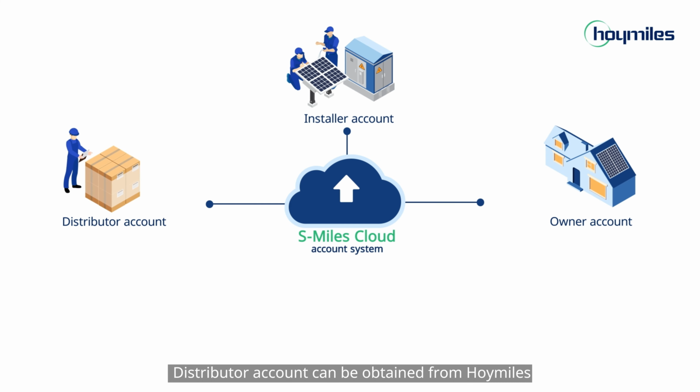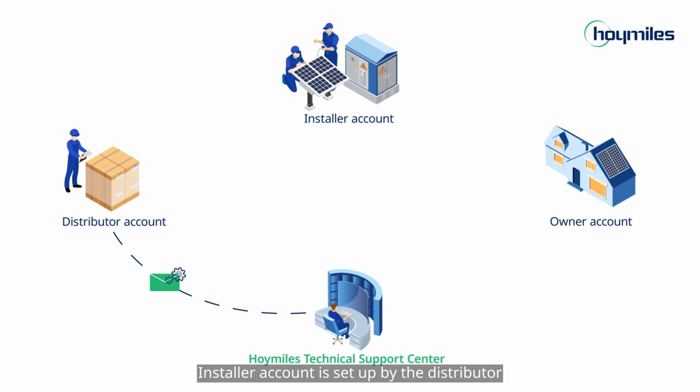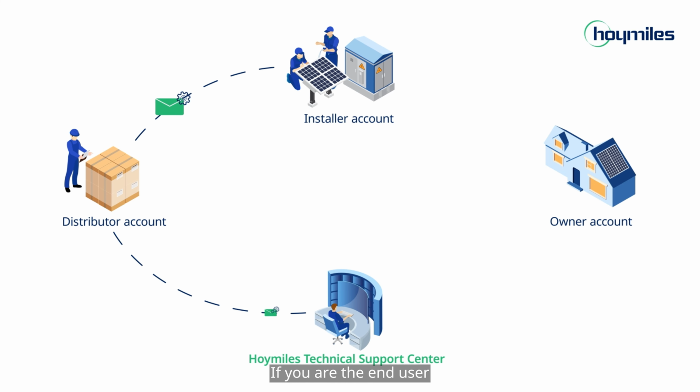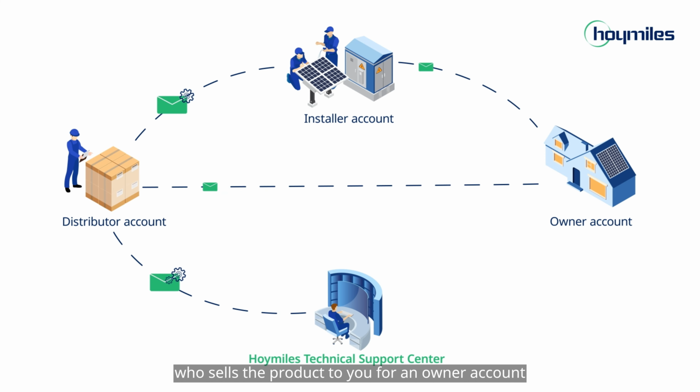Distributor account can be obtained from Hoymiles. You can send an email to our technical support center to get one. Installer account is set up by the distributor. If you are the end user, please contact your distributor or installer who sells the product to you for an owner account.